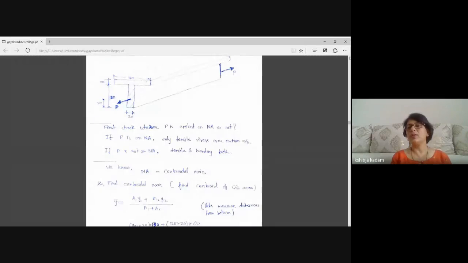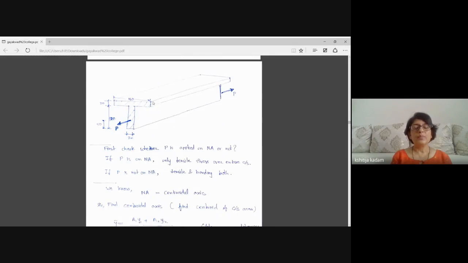Here I am taking a question in which there is a beam of T cross section, and it is applied with a pull P, which is located at 50 mm from the bottom. So I will not simply say that the length of the beam will increase and the stress will be only because of pull, which is P upon A, force upon cross section area. I have to check whether this force P is applied on the neutral axis or not.